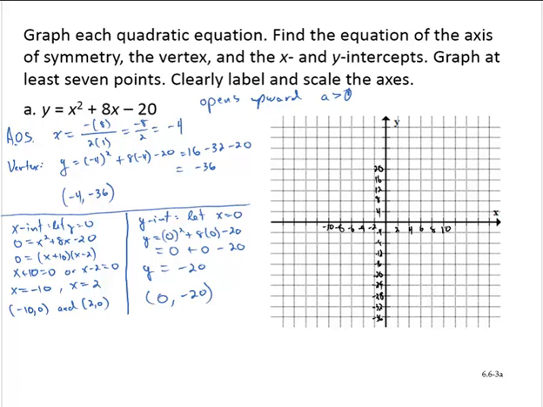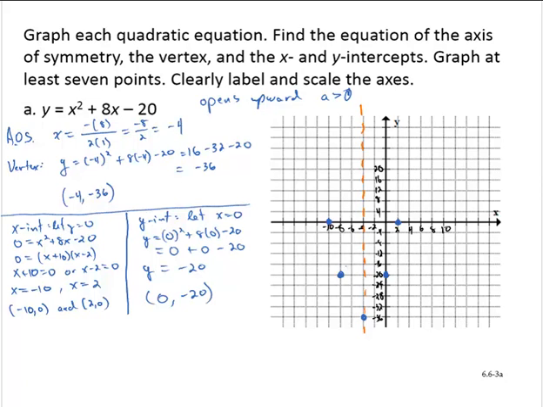All right, so let's plot what we have so far. Negative 4, negative 36. Negative 10, 0, 2, 0, and 0, negative 20. So we have 4 points so far, but wait a second. Let's remember that we have symmetry. And so since we have symmetry, going off of 0, negative 20, I can also plot the point negative 8, negative 20, using the symmetry of the curve.